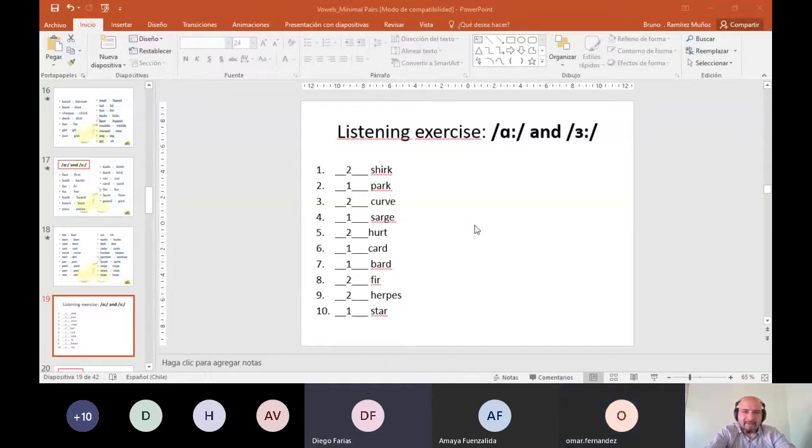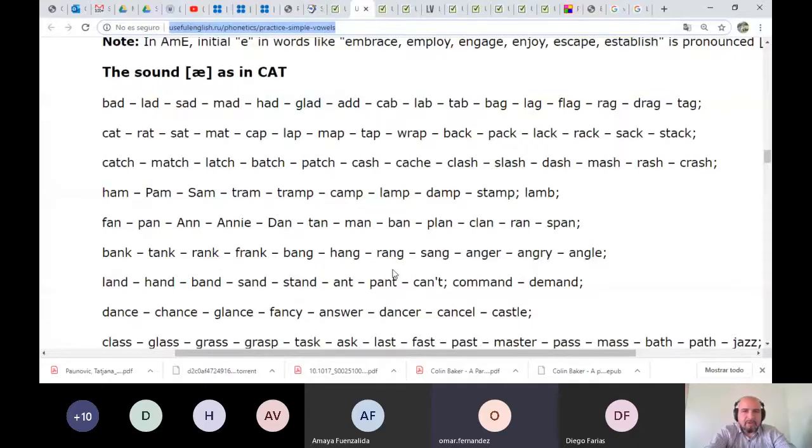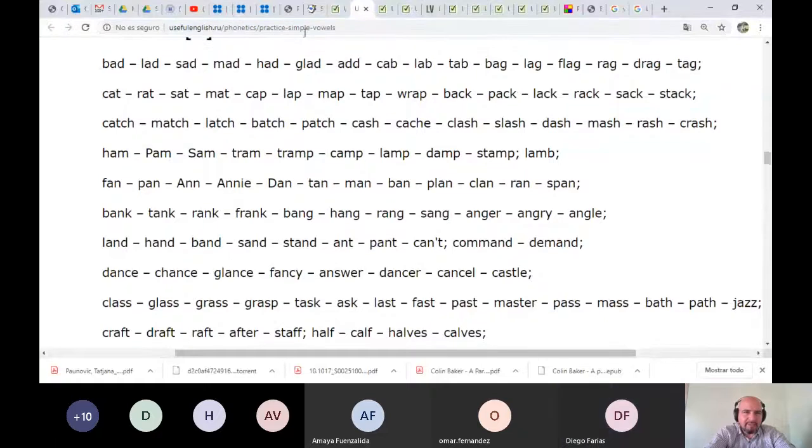Can you see this, not a PowerPoint presentation, but a website? Probably not, right? Okay. We're going to go back to the sound, the trap vowel, as in cat. We have some examples here. Let's take a look at some of the words. I'm going to copy and paste this website in case you want to practice.